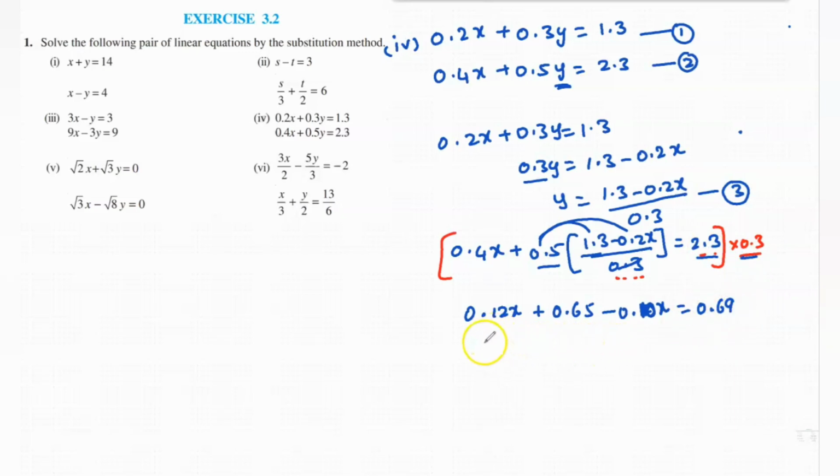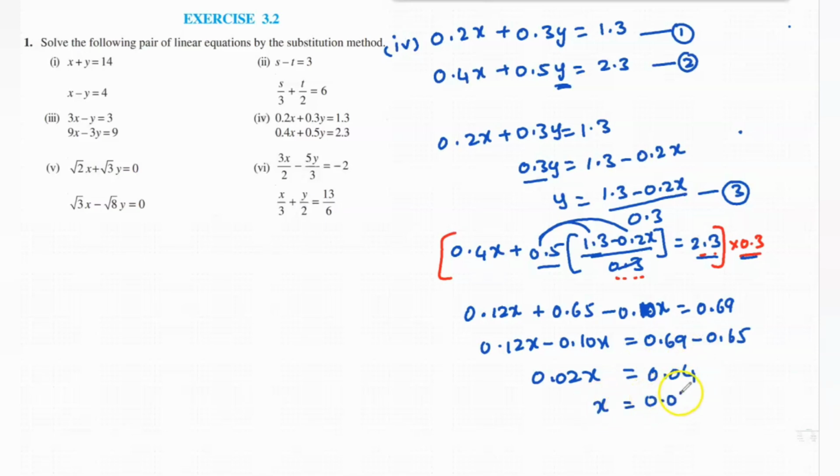Now bringing x terms to one side, already they are on one side, and sending 0.65 to the other side. 0.69 minus 0.65 we will get 0.04, and 0.12 minus 0.10 gives 0.02x. So 0.02x is equal to 0.04, and we get x is equal to 0.04 by 0.02. Here point after 2 digits, here also point after 2 digits. So multiplying both sides by 100, you will remove the decimal, and you will get just 4 by 2, which is equal to 2. So we got x is equal to 2.